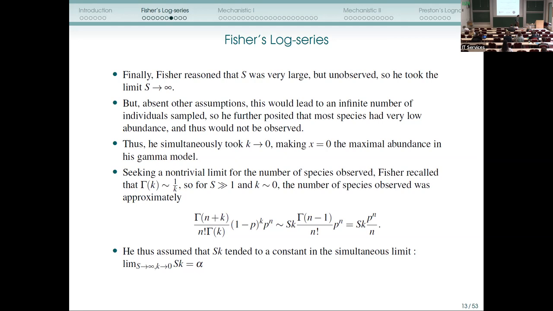And why that's nice, basically, is because he used a couple of things that we know very well about this formula here. The gamma distribution that I've got down here, if k is very close to 0, that's growing like 1 over k. So this whole thing I can approximate by S times k. N is actually the number I observe, so that's a good thing. Sk just pops right out of the equation. And I'm left with, my apologies, a typo, that should be an alpha over here. And this is what's called Fisher's alpha.